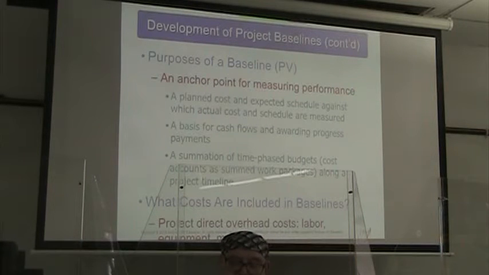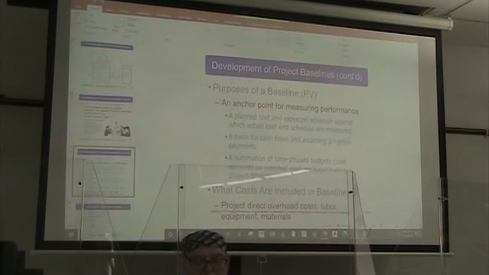So, what costs are included in our baselines? And you see I went a little bit too far in enlarging. So our project direct overhead costs, things like labor, equipment, materials.